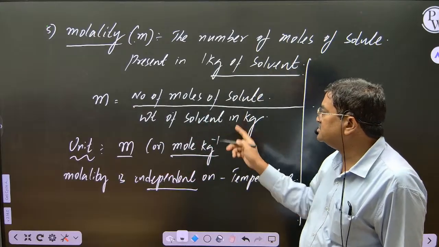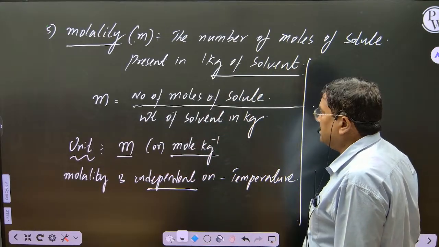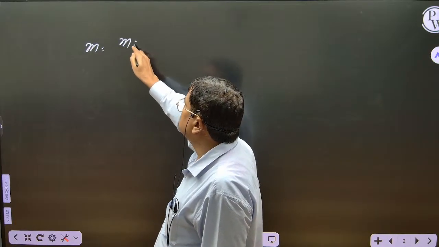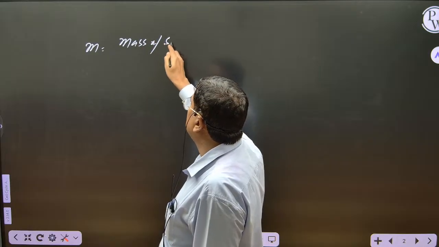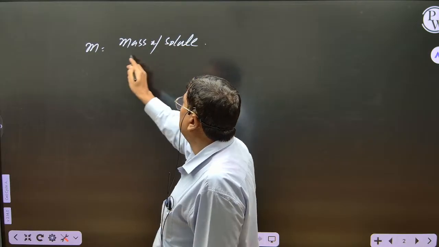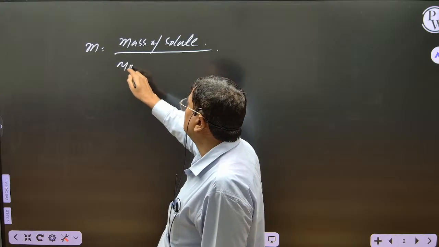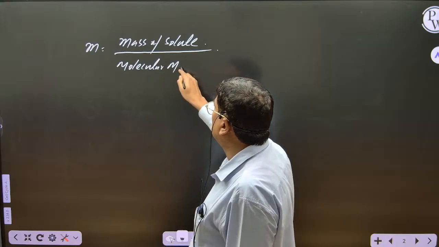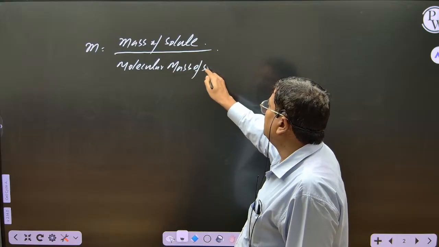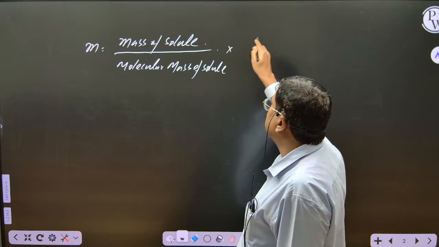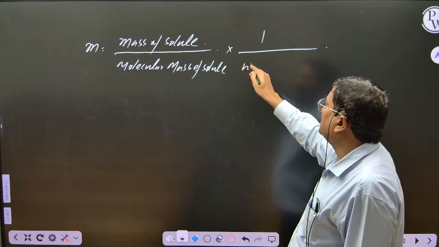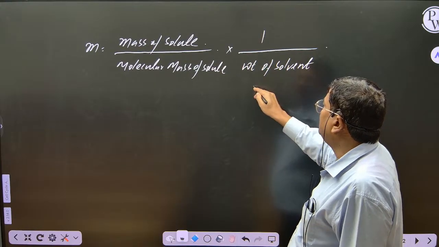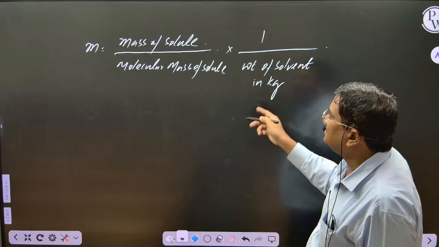So in place of moles, I am expanding this. Molality is given by, in place of moles, what should we write? Mass of solute by molar mass of solute, or molecular mass of solute. Are you following, everyone? Into what should I write, students? 1 by weight of solvent in kilogram. This is the relation for molality.